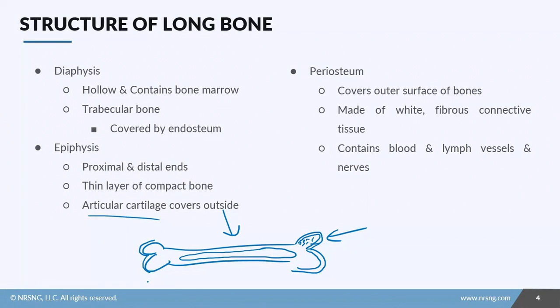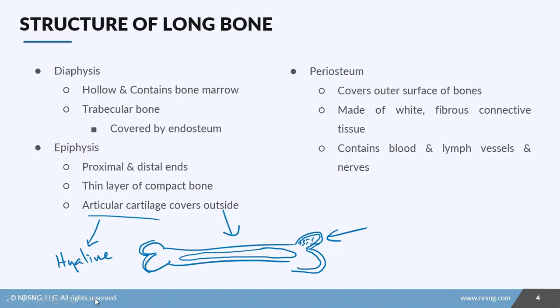Articular cartilage does a couple of things. The first thing is that it happens at joints, and the reason it happens at joints is because it helps reduce friction. The other thing about articular cartilage is that it comes from hyaline cartilage.